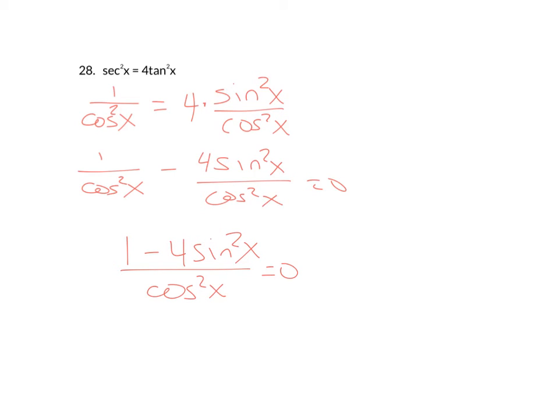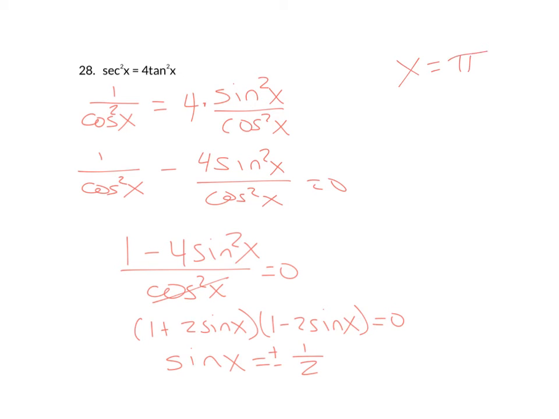The denominator can never equal 0, so we can't ignore that. The top factors: 1 plus 2 sine x, 1 minus 2 sine x, or you could just solve however you want to do it. So sine x equals plus or minus 1/2. When does sine equal a half? That's 30 degrees, which is pi over 6. So we get pi over 6 in all 4 quadrants: pi over 6, 5 pi over 6, 7 pi over 6, 11 pi over 6. Those are all your answers.